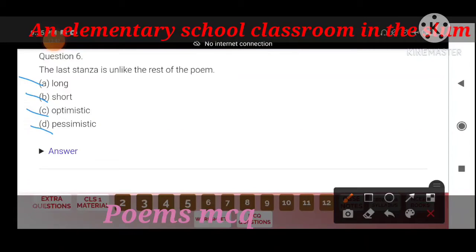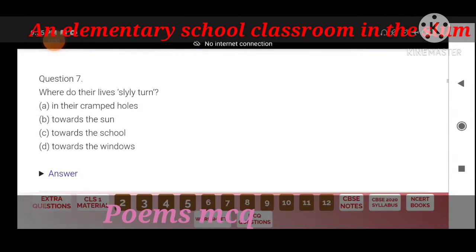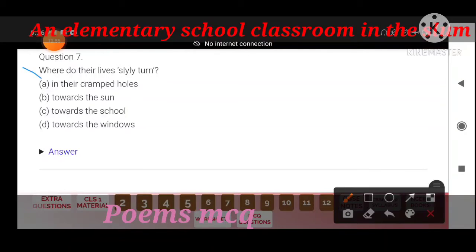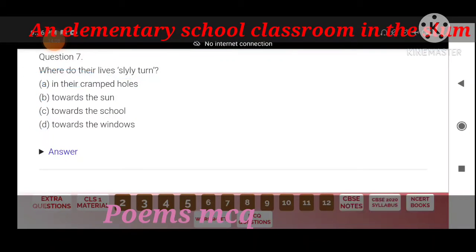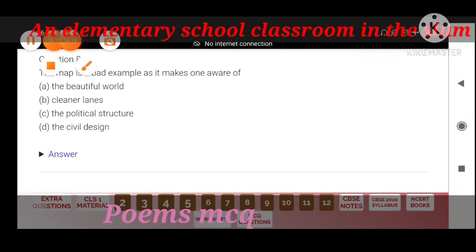If we pay attention to it, it says their days will come. Where do their lives slyly turn? In their cramped holes, towards the sun, towards the school, towards the windows. The answer is their cramped holes. You will easily get this answer from the poem if you read it carefully, understand it nicely, and are able to answer.